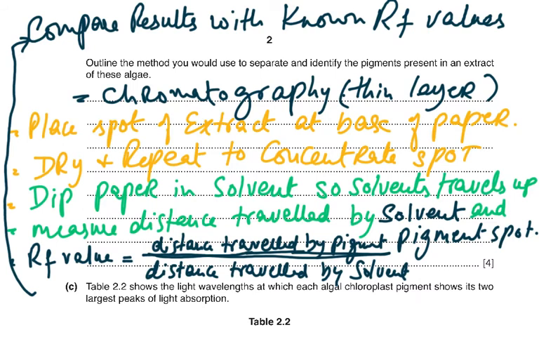Now outline the method you would use to separate and identify the pigments present in an extract of these algae. Now this is a syllabus point. So you use chromatography, with a thin layer or paper. You place a spot of the extract at the base of the paper, you dry and repeat to concentrate the spot, you dip the paper in solvent so the solvent travels up, then you measure the distance traveled by the solvent and the pigment spot. And then the RF value can be calculated by the distance traveled by the pigment divided by the distance traveled by the solvent. And then the last point is you can compare the results with known RF values.